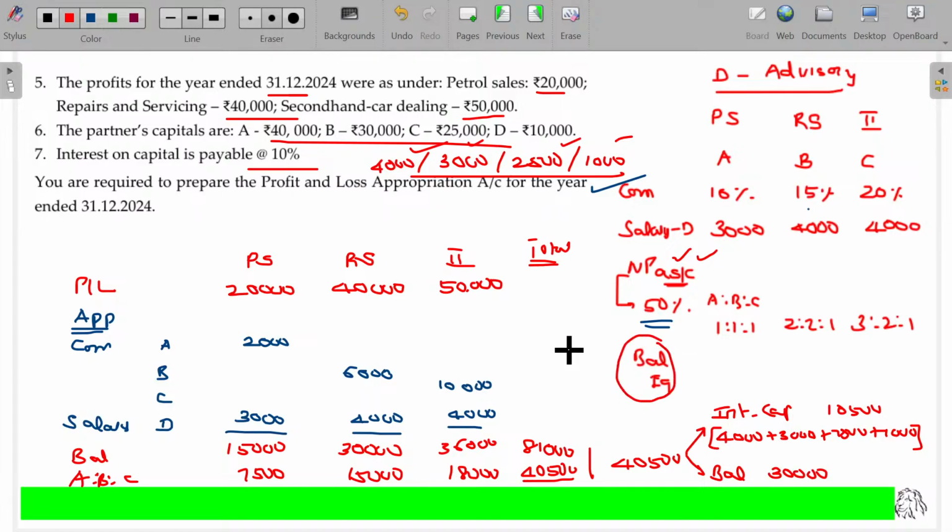See, whatever the net profit for every division after the salary and commission, 50% goes to the 3 partners. The balance 50% you have. From that, interest on capital is subtracted. Any leftover will be shared among all the 4 partners equally, 1:1:1:1. Clear? This will be shared in the ratio of 1:1:1. This will be shared in the ratio of 2:2:1. This will be shared in the ratio of 3:2:1.